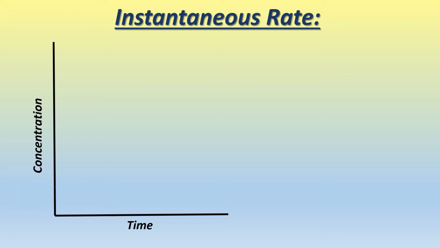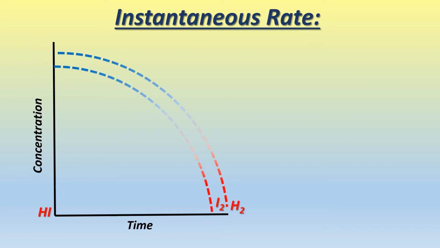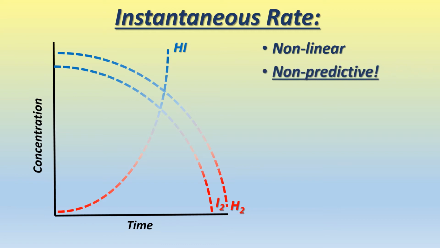Looking at that reaction in further detail, it's fairly obvious that at the start of the reaction, you have reactant and no product. As time goes by, the concentration of reactant is going to go down, while the concentration of product is going to go up. It is also going to go up at twice the rate since it's a 2-to-1 reaction. Main point is that this is not linear. This is important that the instantaneous rate is not linear because it's also non-predictive.